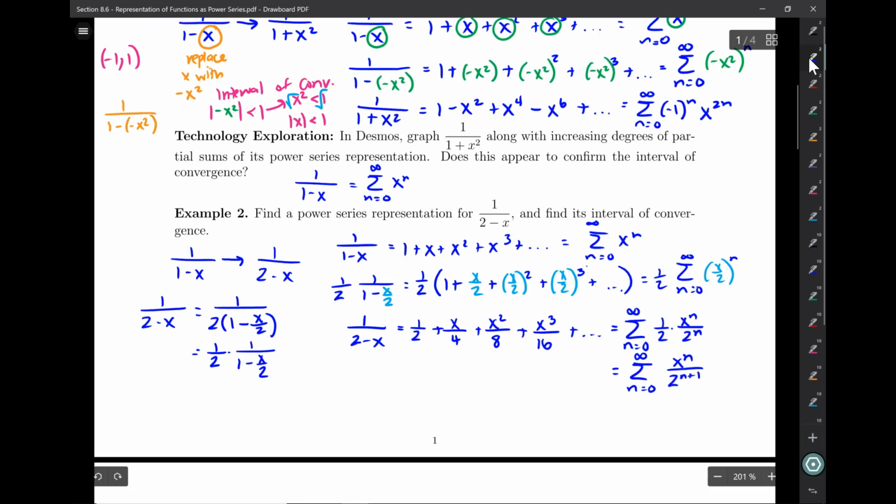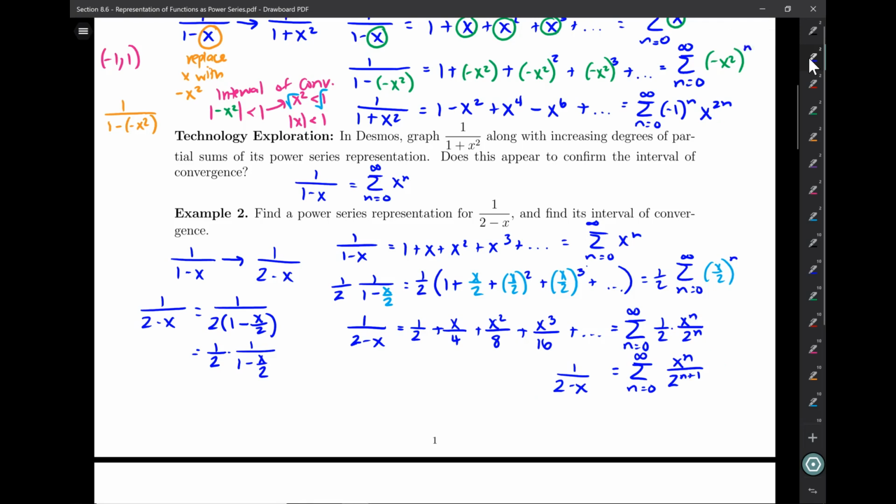That can be written that way. Okay, so this then is the power series representation. I think maybe I'll go ahead and write this down here. This is the power series representation for 1 over 2 minus x. So there we go. Now we want to find the interval of convergence.